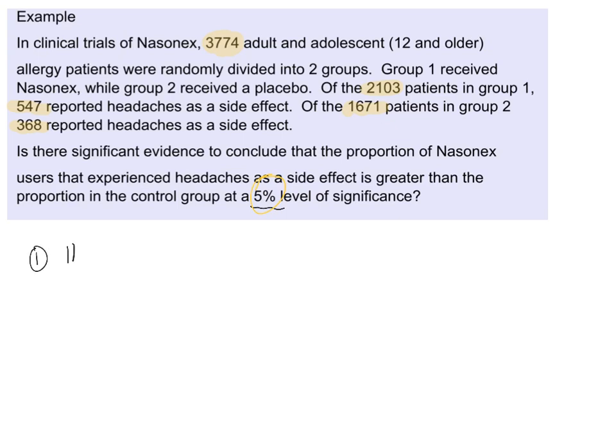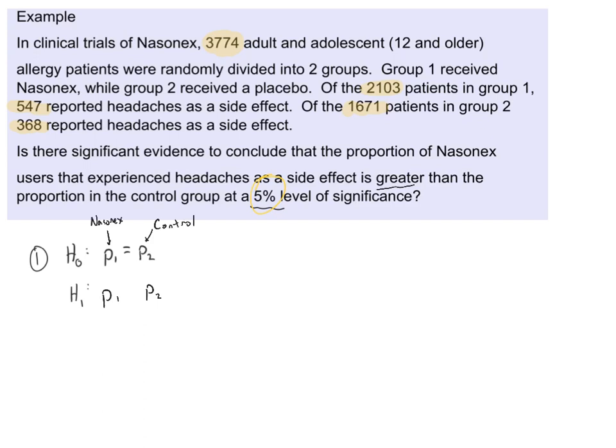Step 1, the null and alternative hypothesis. This is how difficult it is to write the null down. P1 equals P2. Always in this section. Are the two proportions equal, or is one greater than the other or lesser than the other? And we've got to find that key word there. Nasonex as a side effect is greater than the control group. Okay, group 1 is Nasonex, so we should probably label that too. So we're going to call P1 our Nasonex people, and P2, that is our control group, our placebo people.